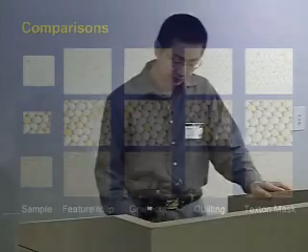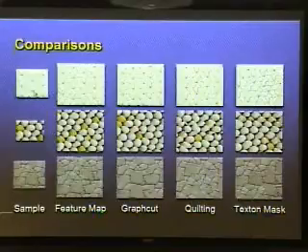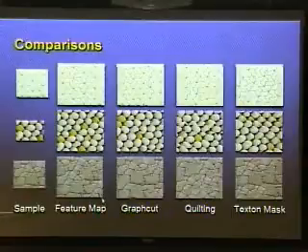So here's a comparison with previous synthesis results with graph cut, quilting, and a textile mask. You can see our technique on these three very difficult textures. For easier textures, the difference is not going to be so obvious. But these are difficult structural textures, and our technique can produce almost perfect results. You can see the previous techniques actually produce a lot of discontinuities, especially for this stone texture.